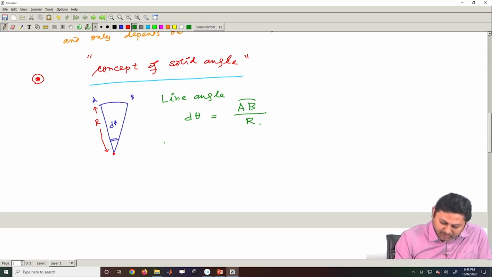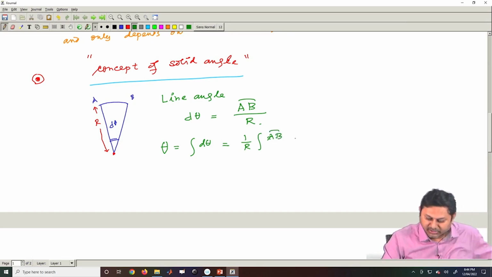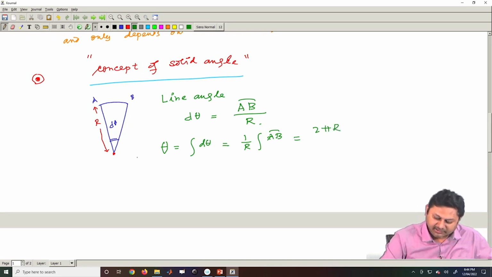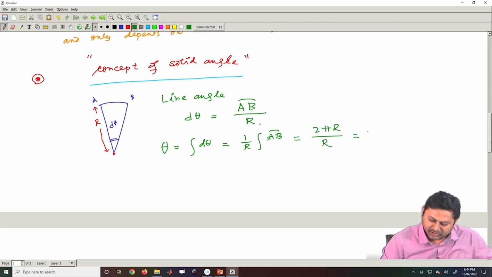And if I want to find out the total line angle, it should be the integration of d theta, and that eventually gives us 1 by r times the integration of whatever line segment I am having. And we know that this quantity is 2 pi r, because that is the periphery, divided by r, and we have the total line angle as 2 pi, okay, that we know.